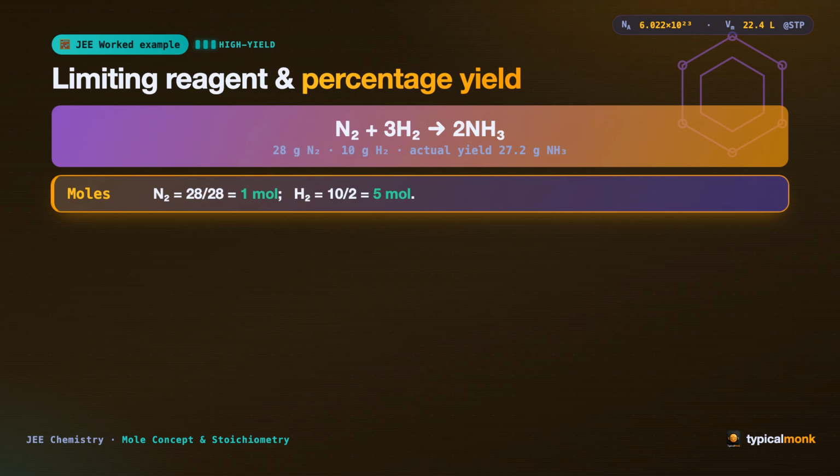Step 1. Cross the bridge to moles. Nitrogen: 28 grams divided by a molar mass of 28, 1 mole. Hydrogen: 10 grams divided by 2, 5 moles.